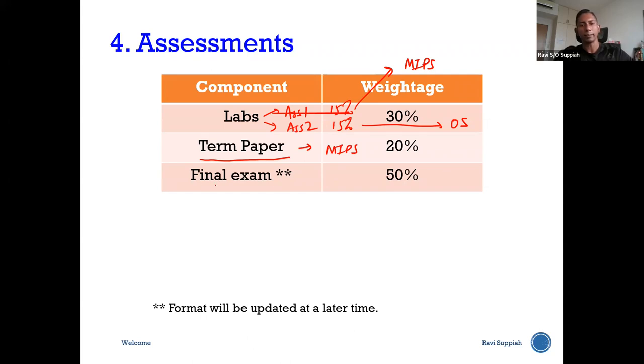And then we have a final exam. For the last two semesters, it has been a Luminus-based online quiz. This semester, let's wait and see how things go. I will not confirm it now. If things go back to normal along the way, we might have it face to face on campus. If not, we will stick with the online examination. I'll update this at a later time.